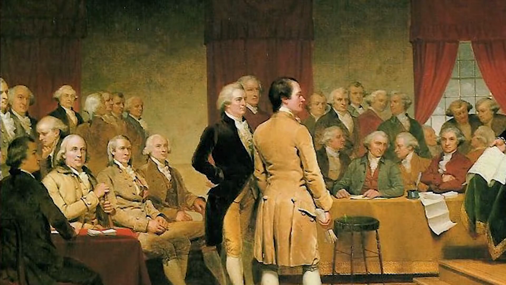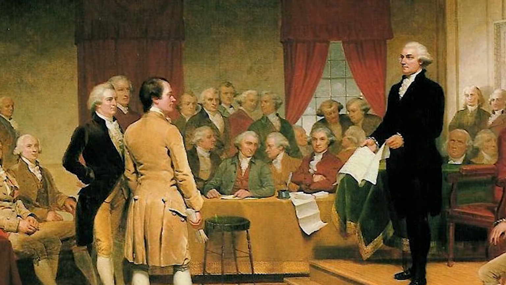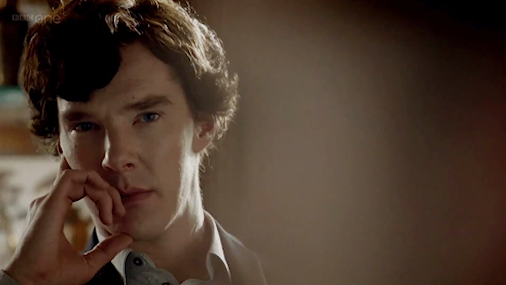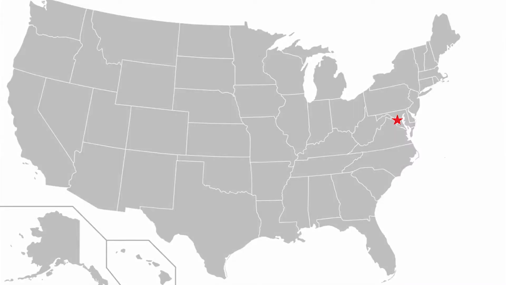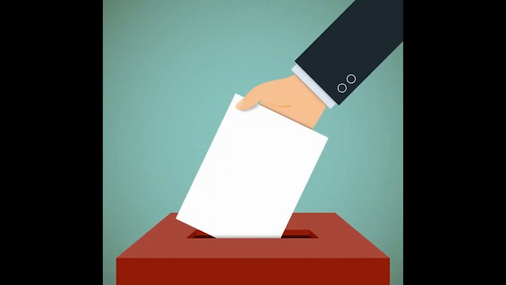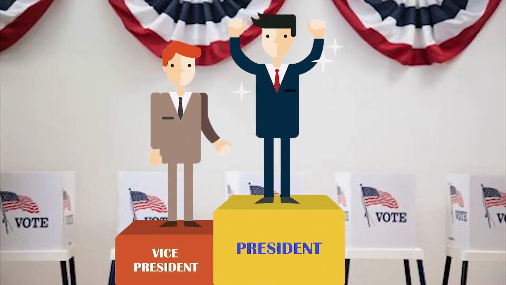It wasn't until 1787, during the Constitutional Convention, that the need for an executive was felt. But the burning question was, how do we elect him? This is when the concept of electoral college was presented by David Brearley of New Jersey. It proposed that the states should elect electors equal to each state's number of representatives and senators combined. The electors would vote for two candidates. The winner would become the president, and the runners-up would become the vice president.